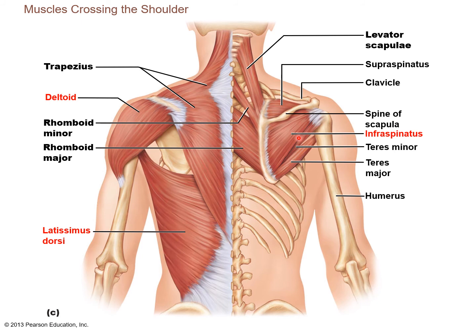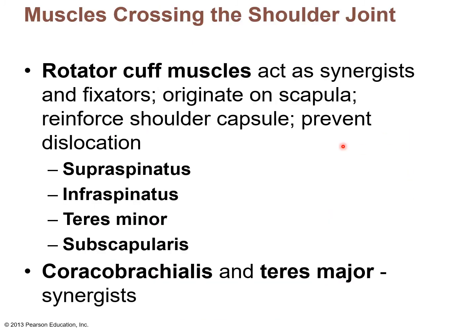Infraspinatus is involved with depressing the shoulder blades. You can see it right there. It's under the spine. And the rotator cuff muscles act as synergists and fixators. They originate on the scapula and they reinforce the shoulder capsule and prevent dislocation.